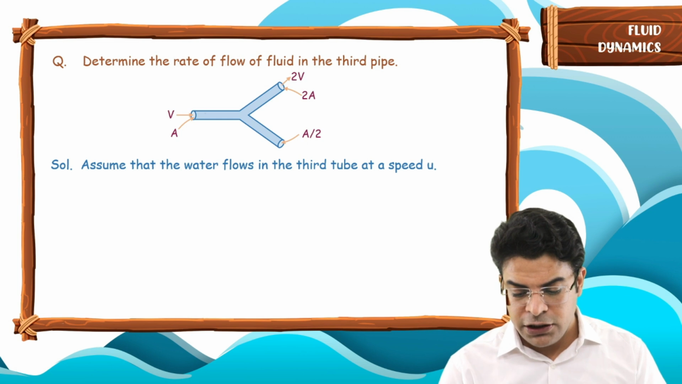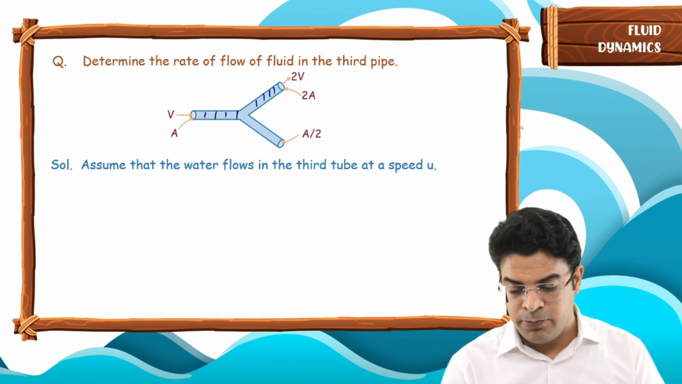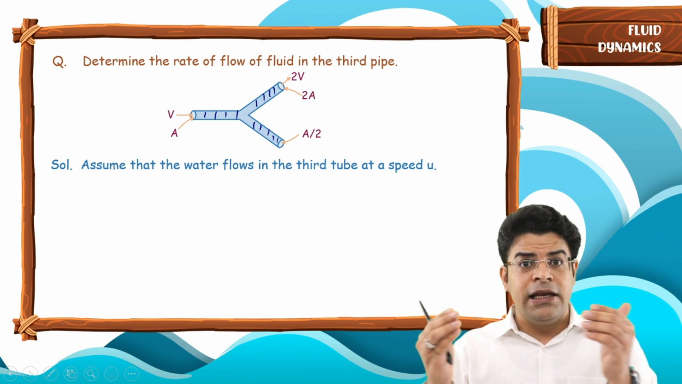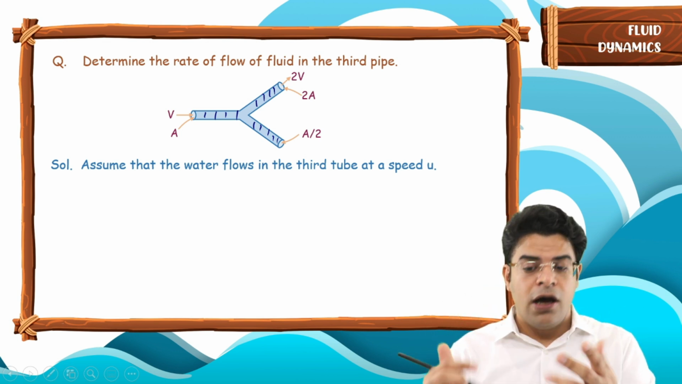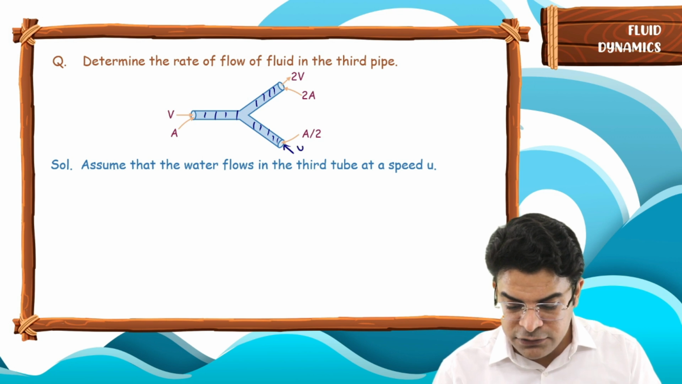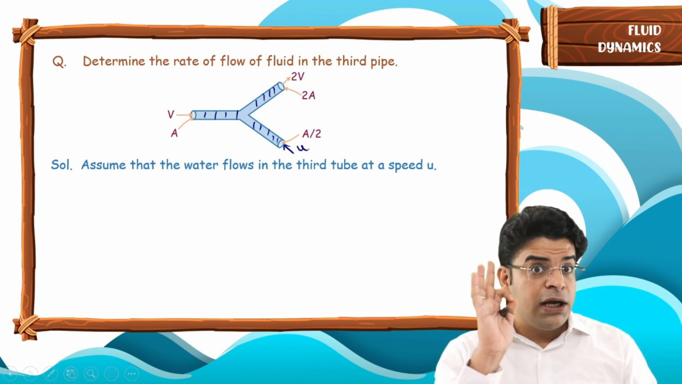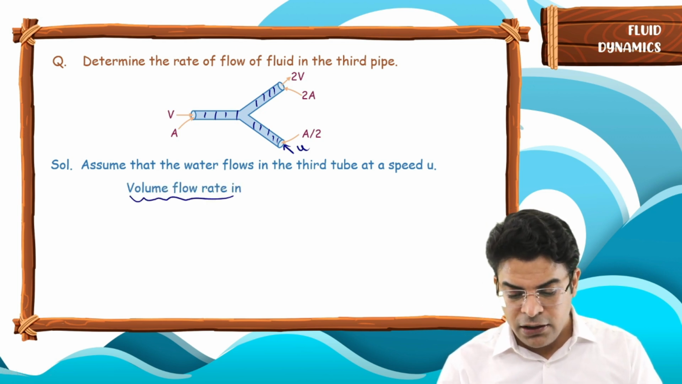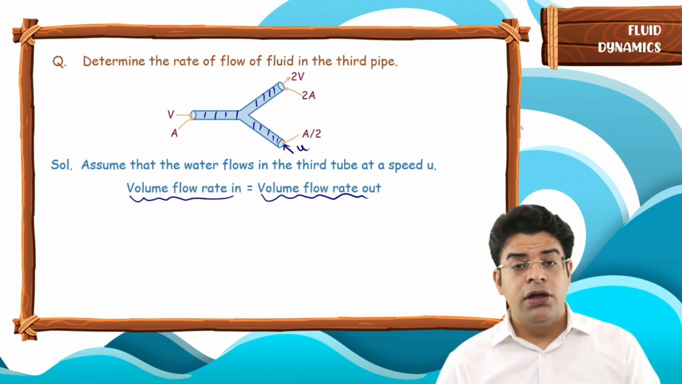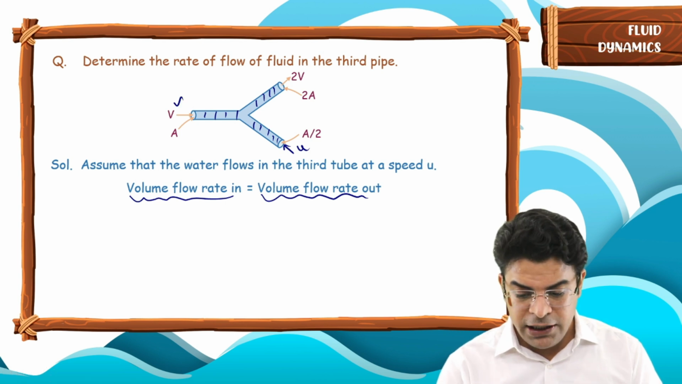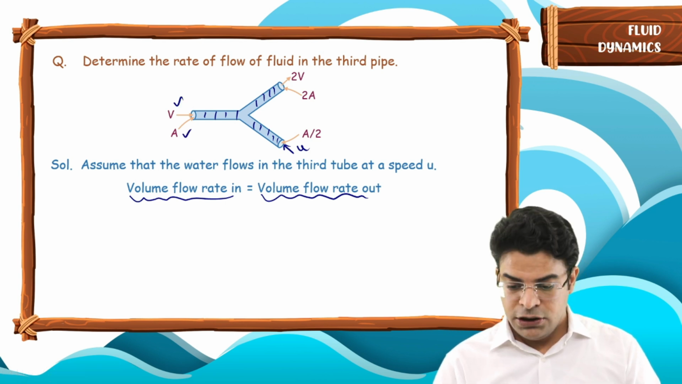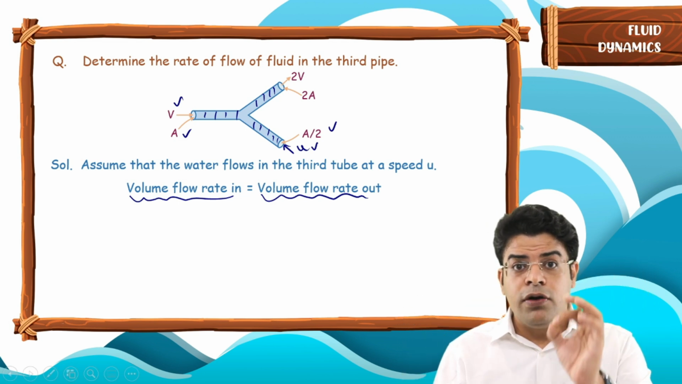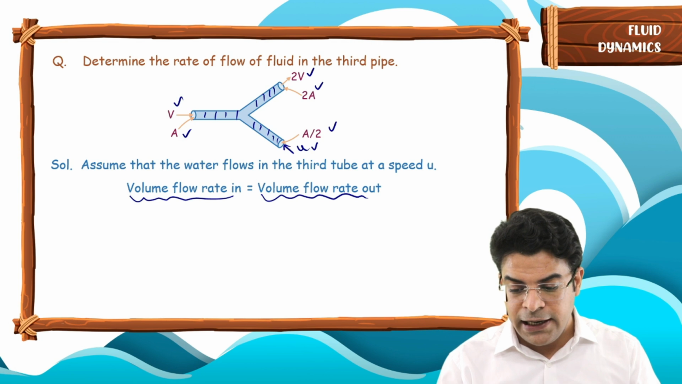Now, for this particular T-shaped pipe with a junction, the volume flow rate in has to be the same as the volume flow rate out. If here the fluid enters with a speed u, the volume flow rate in equals the volume flow rate out. The volume flow rate in will be v into A plus u into A by 2. Both are coming in. And the volume flow out has to be 2A into 2v.